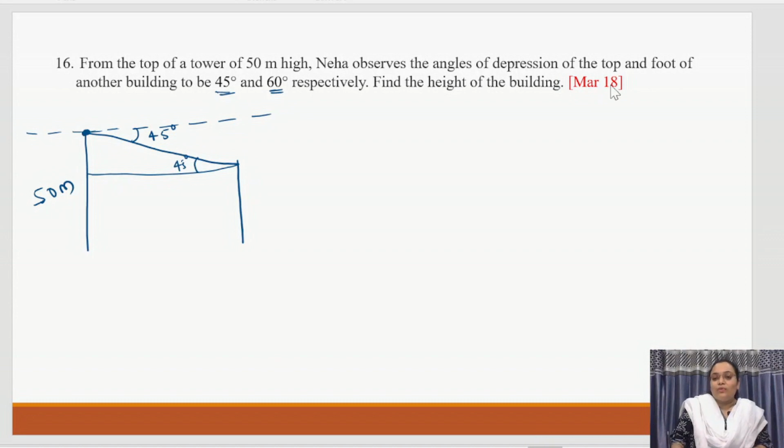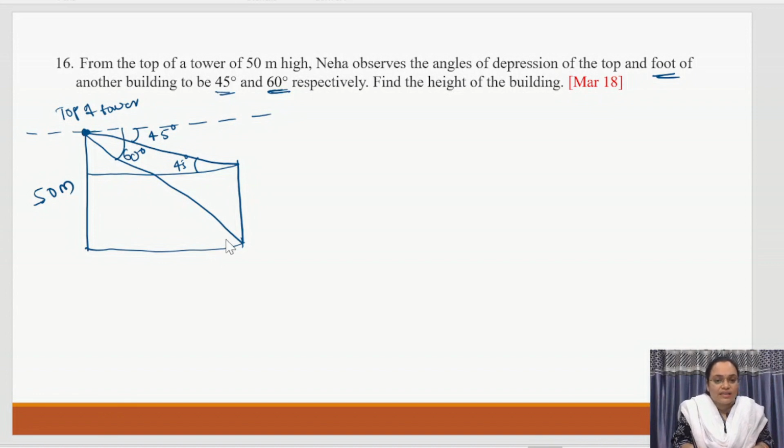Now, again from the top of the tower, she is observing the foot of the other building at an angle of depression of 60 degrees. From here she is observing the foot of the other building. This angle is 60 degrees. If this is 60 degrees, this will be 60 degrees.